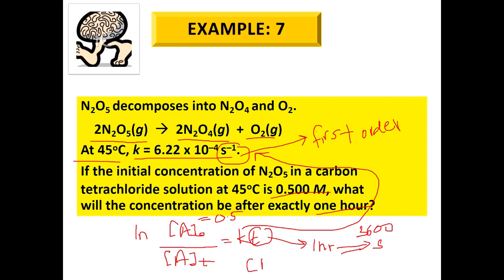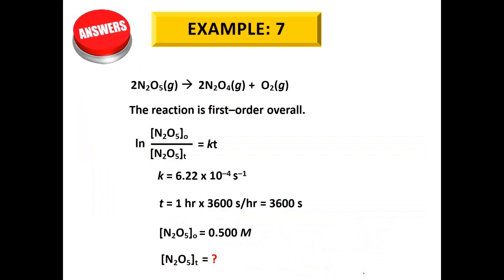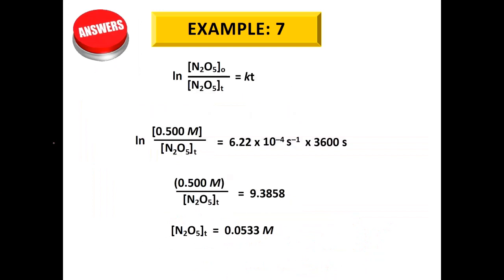Then you can calculate the concentration of N2O5 at time t. Okay, calculate, and the final answer is this one. So N2O5 at the particular time t is equal to 0.0533 molar.